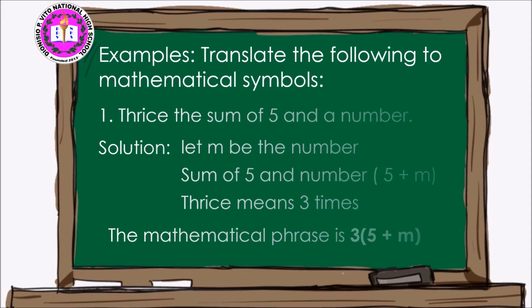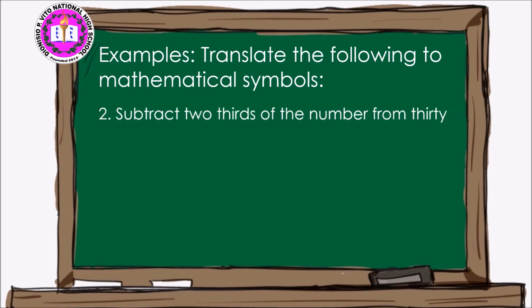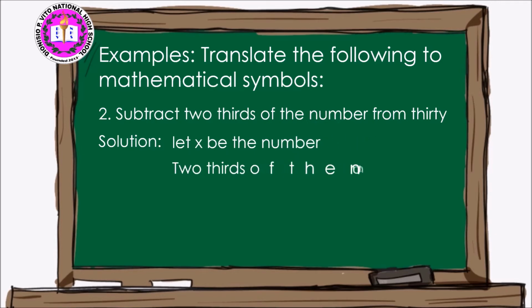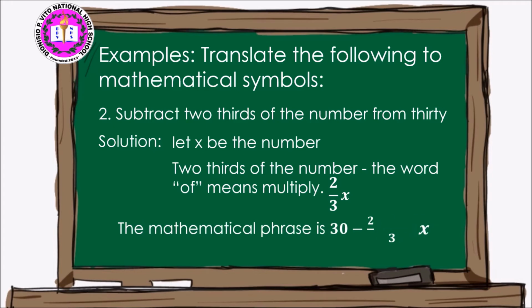Our second example, subtract 2/3 of the number from 30. Solution. Let x be the number. Then 2/3 of the number, the word of means multiply. Therefore, we have 2/3 times x, or 2/3 x. Therefore, the mathematical phrase is 30 minus 2/3 x.